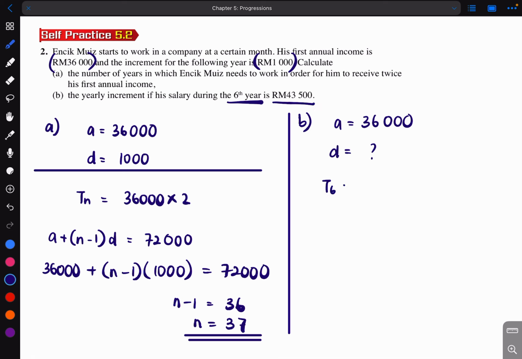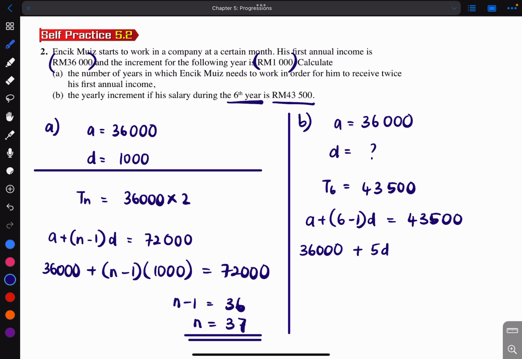So we can say T6 is 43,500. So T6 will be A plus (N minus 1)D, where N is 6. So 6 minus 1 D. So A, we sub in the values. A is 36,000. 6 minus 1 is 5. Then we can find D.